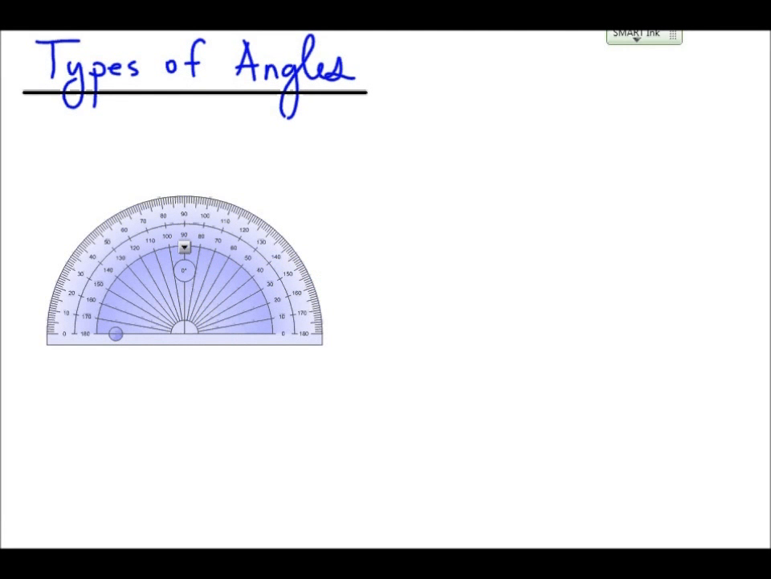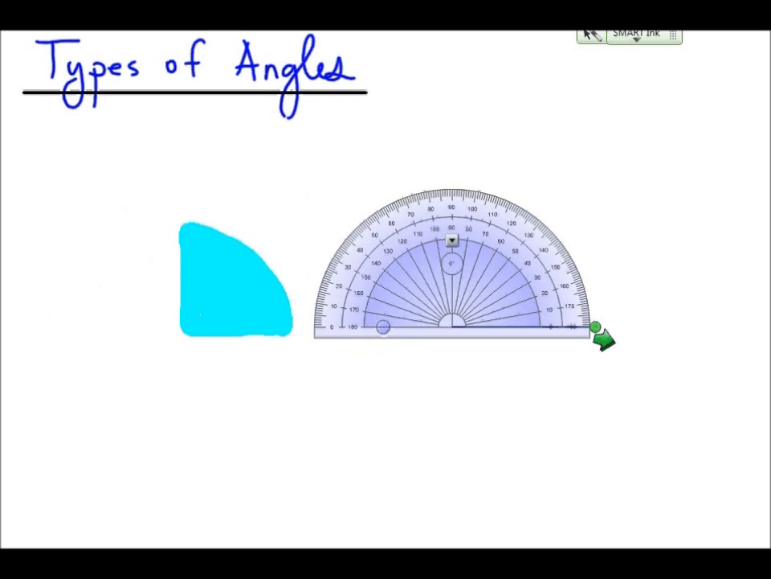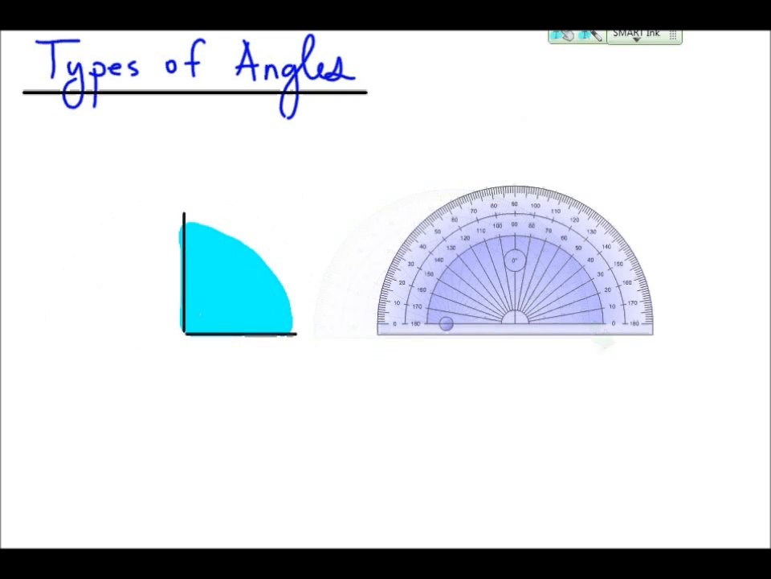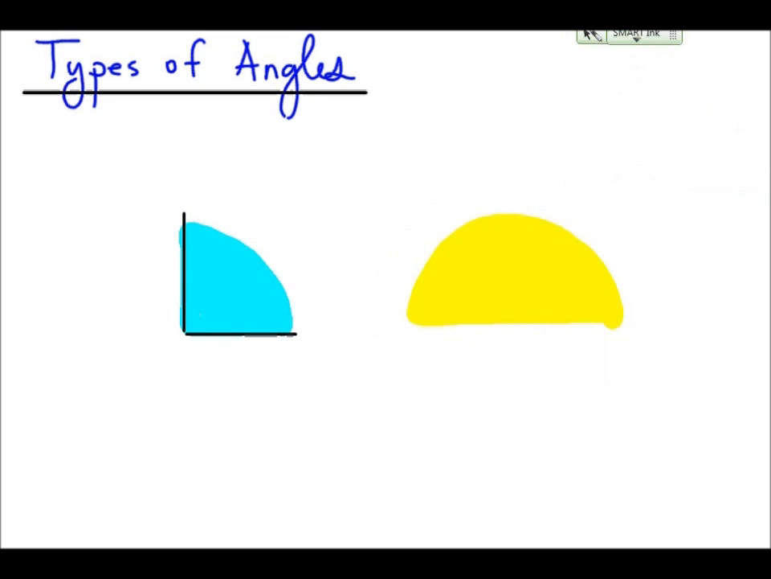When we're talking about different types of angles, we need to compare angles to two types. The first one's the 90-degree angle. So I take my protractor and I draw this blue piece. The second one is the 180-degree angle. So I'm going to draw that one in yellow. These two angles are kind of like our border lines. The different types of angles depend on these.